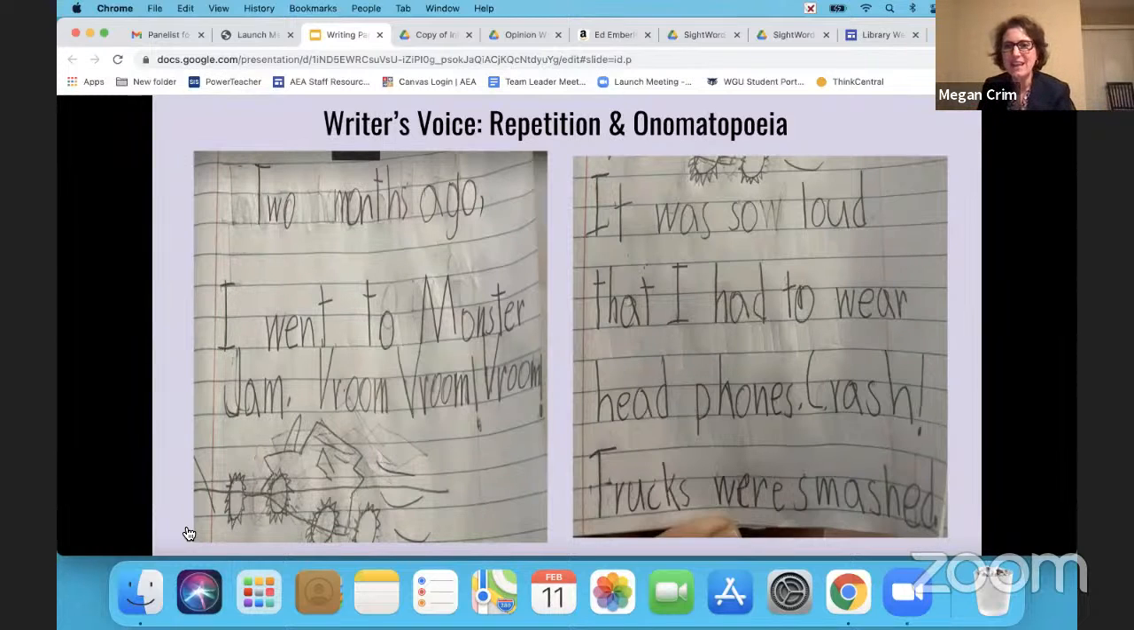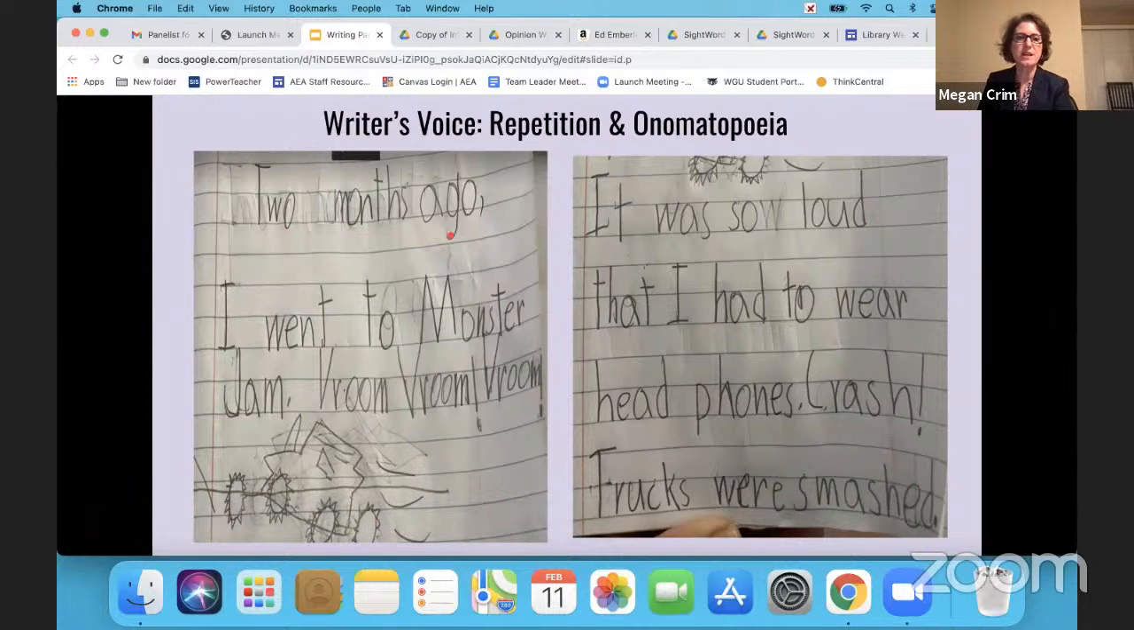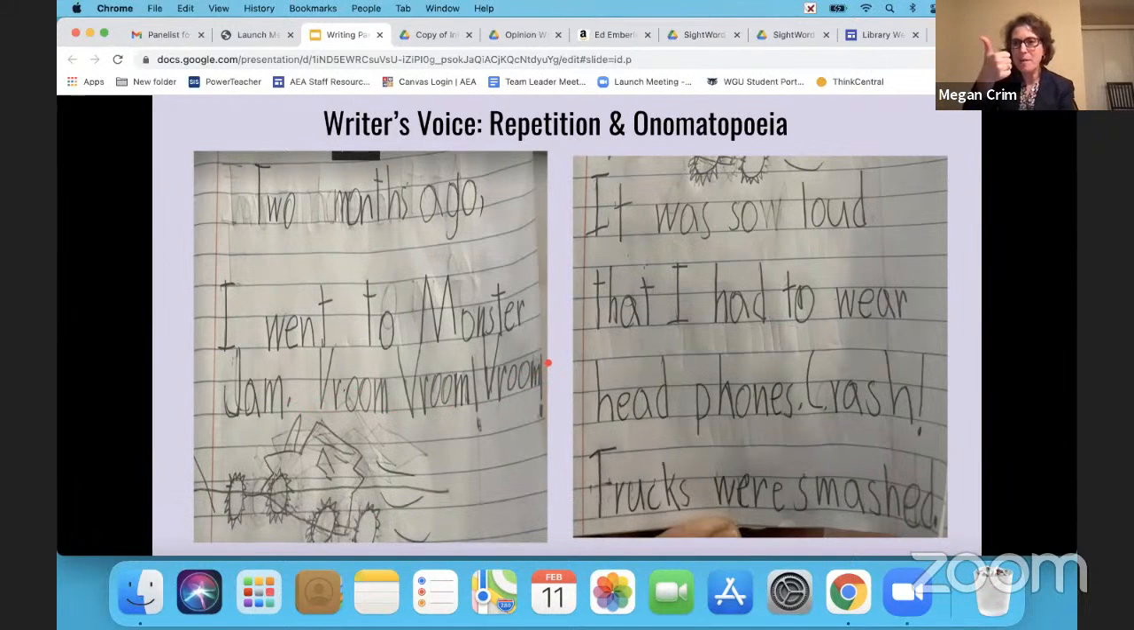And you can see it's not a long piece, but you're going to hear how thorough this narrative piece is. We have a sense of time here with this temporal phrase. We teach that. 2 months ago, I went to Monster Jam. Vroom, vroom, vroom. Onomatopoeia and repetition. It was so loud that I had to wear headphones.